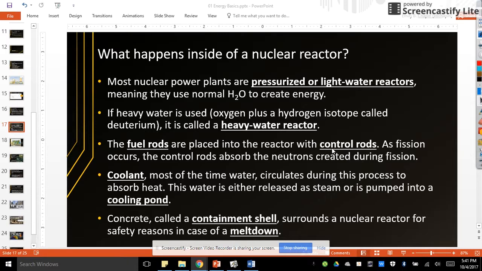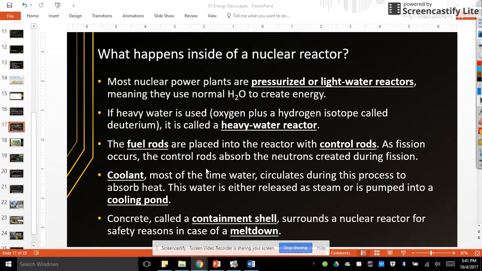So the neutrons are going to go flying out, and the control rods are going to absorb those neutrons in order to create a safer environment. While this is occurring, coolant is going to be flushed around our fuel rods and our control rods in order to cool down our system, because this is going to create a whole lot of heat.